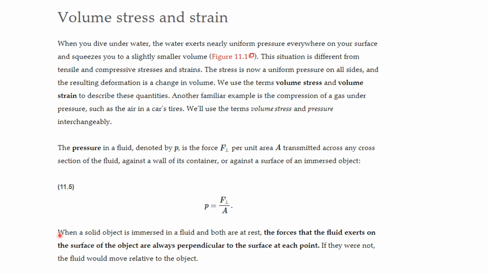When a solid object is immersed in a fluid and both are at rest, the fluid exerts forces on the surface of the object that are always perpendicular to the surface at each point. If they were not, the fluid would move relative to the object.